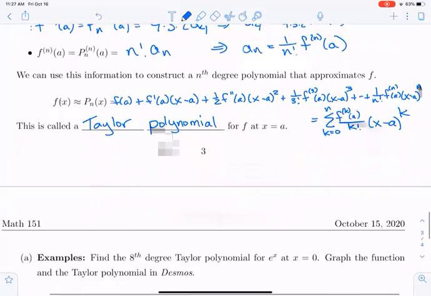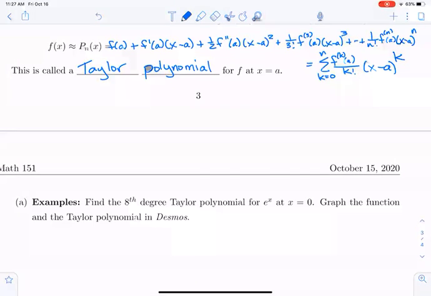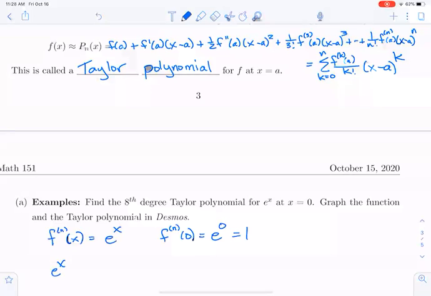So that's my Taylor polynomial formula, so I'm going to leave that up right there. And then what I want to do is find the 8th degree Taylor polynomial for e to the x. What's important to notice here is that the nth derivative of e to the x is always e to the x, and so the nth derivative at x equals 0 is always e to the 0, which is 1. And so e to the x is approximately the 8th degree Taylor polynomial.